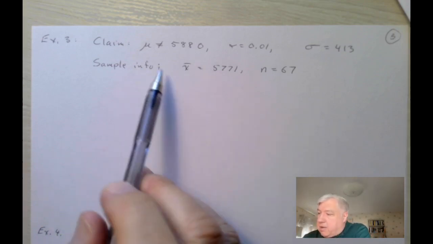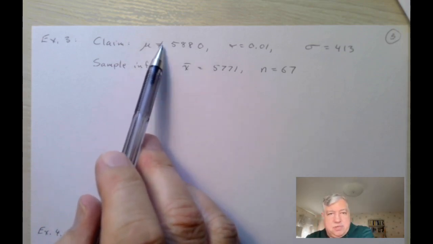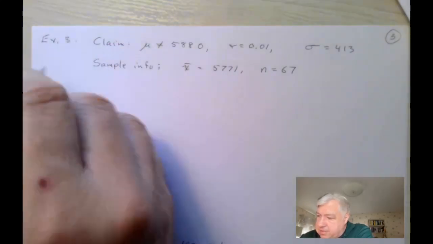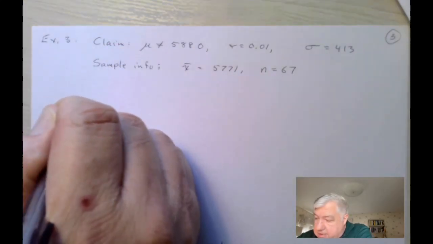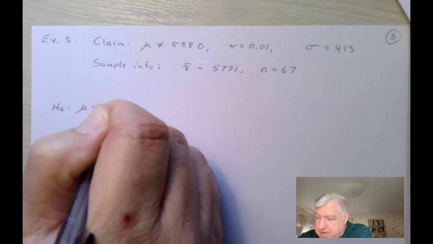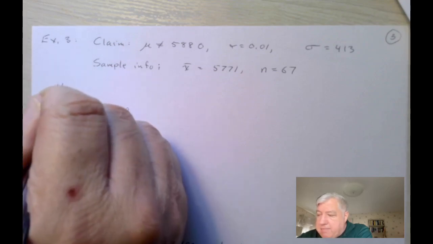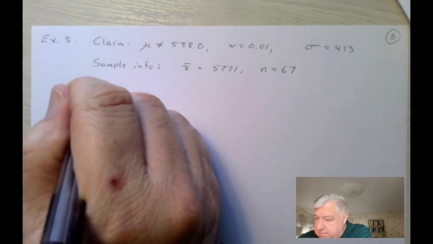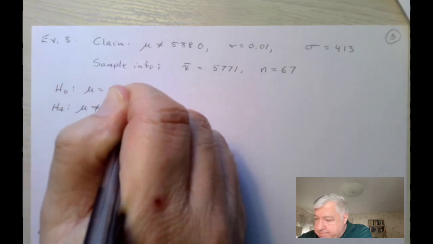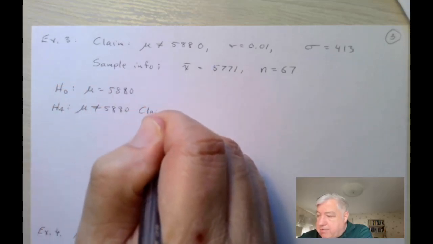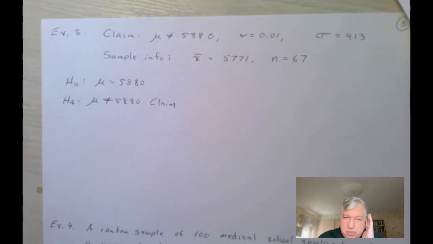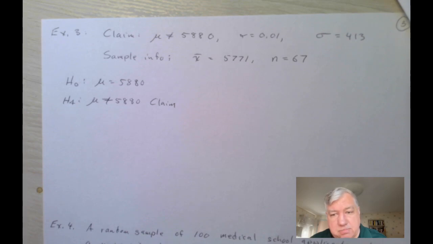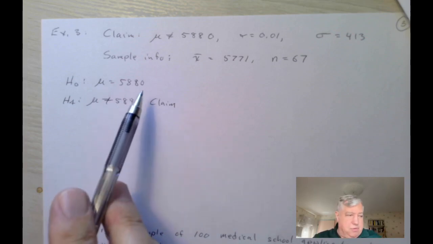And our claim does not have equality in it, so this has to be the alternative hypothesis. So HA says that mu is not equal to 5880. Then the null hypothesis has to be the complement of that. We already know that this is our claim. So we're either going to be able to support our claim or not support our claim.